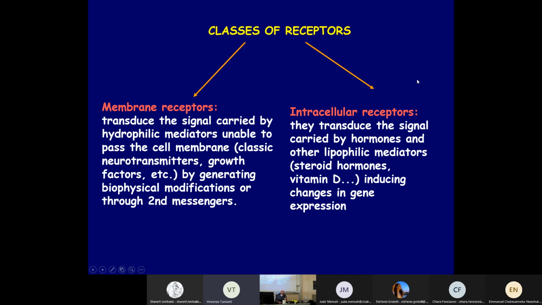So now I'd like to describe to you the different classes of receptors, but I hope that you have already seen this type of receptors, for example, during the course of biochemistry, during the course of physiology. I am a medicinal chemist, so I can give you an idea of these receptors from my professional point of view. Two main classes: membrane receptors and intracellular receptors.